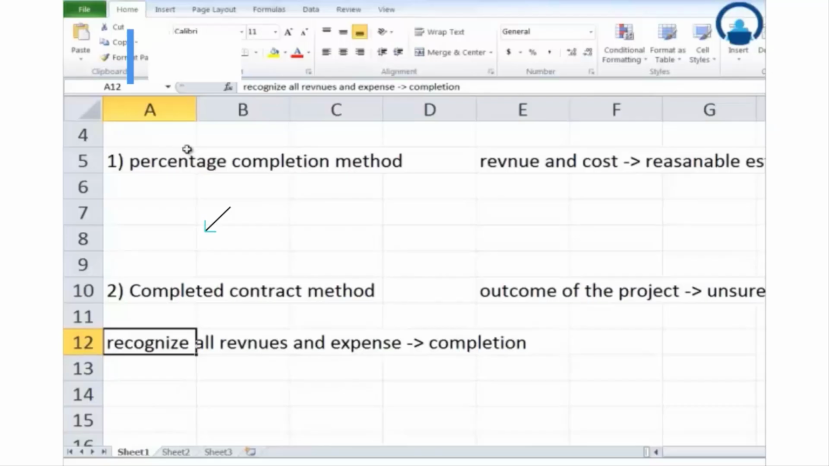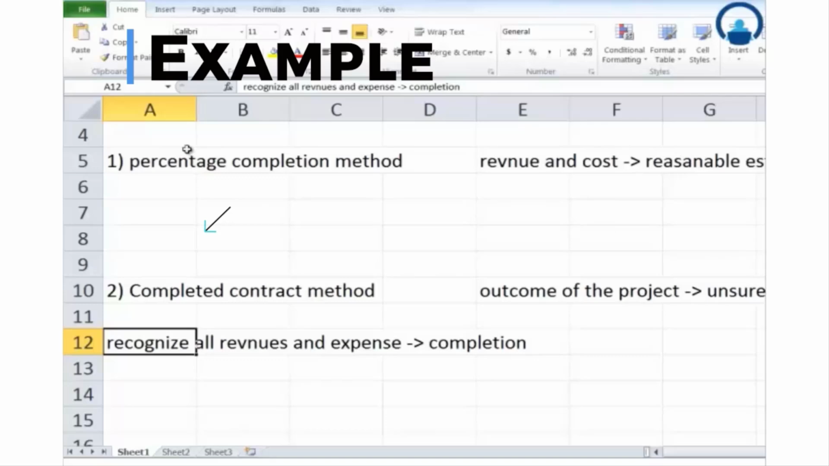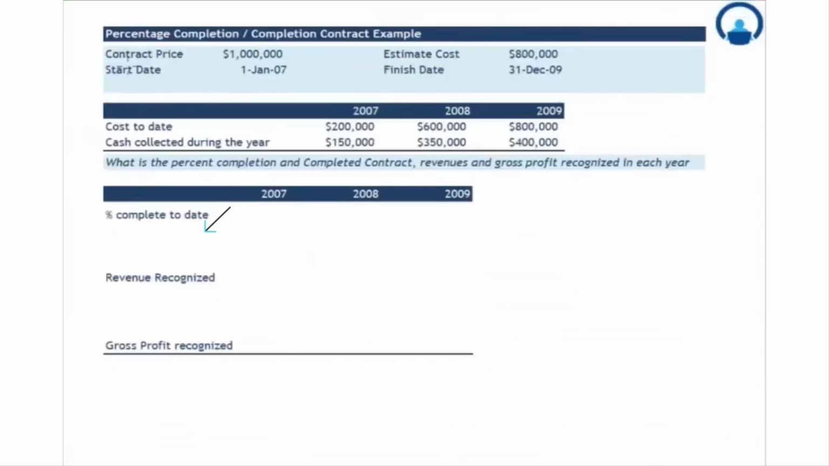So let's take an example and see how it actually works. Let us now take this example on percentage completion and completed contract. Here we have been provided that the contract price is $1 million and the estimated cost is around $800,000, and the start date is 1st January and the finish date is 31st of December 2009.